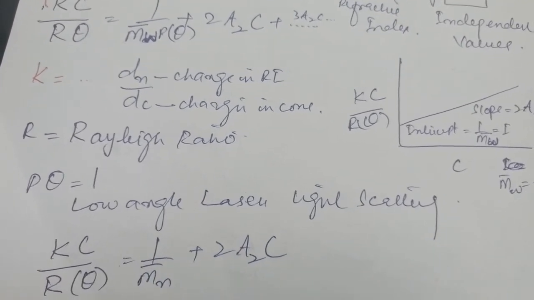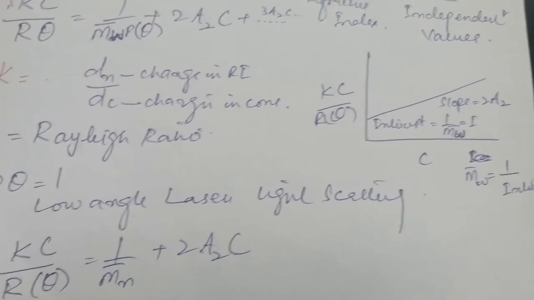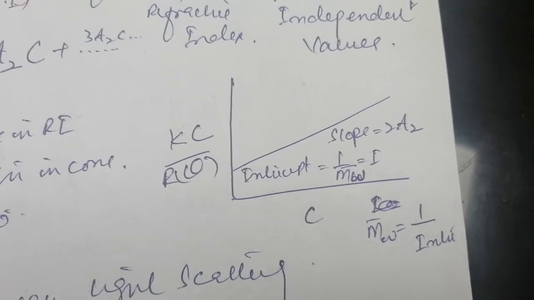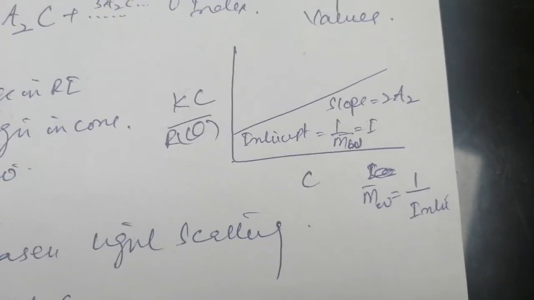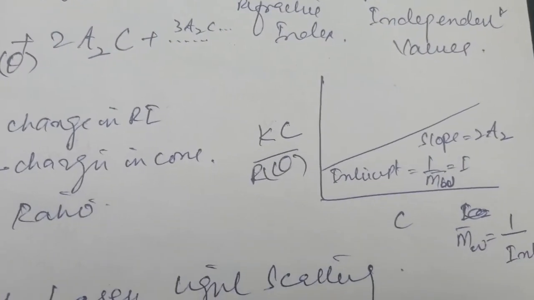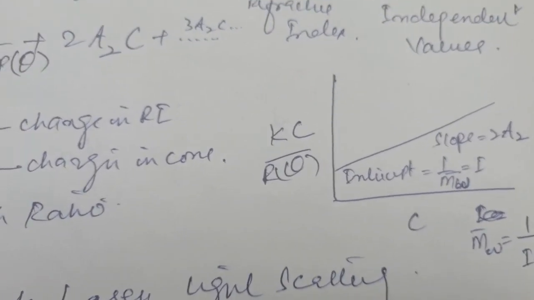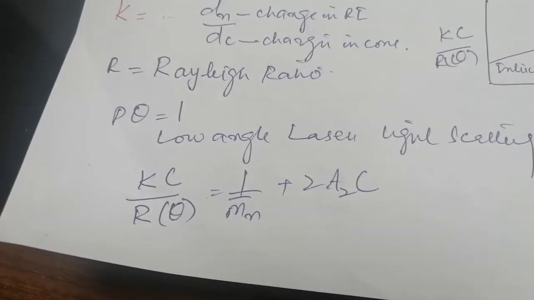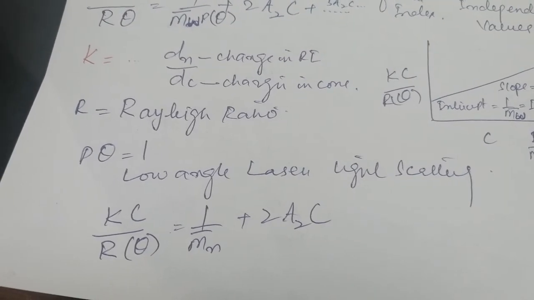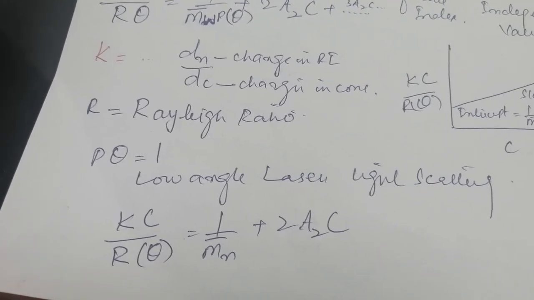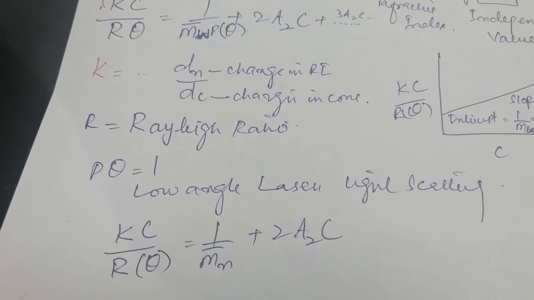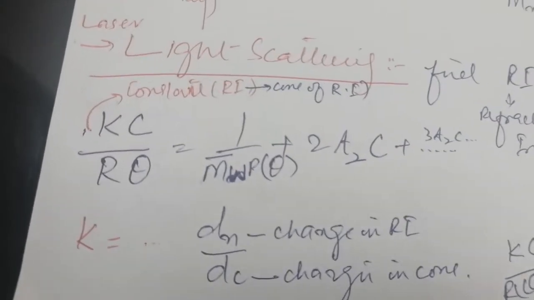So low angle laser light scattering can also be used, because we're usually taking the angle as 1, right? Here we can draw the graph, and with the help of the slope and intercept we can find the value of molecular weight. But this time we're not getting the number average molecular weight, but the weight average molecular weight of a polymer, right? Whenever we consider a low angle, near to 1, that factor is automatically equal to 1, so we are reducing this factor to 1.